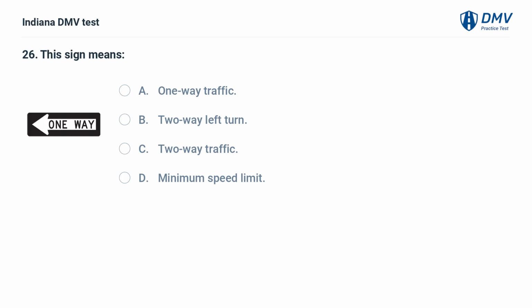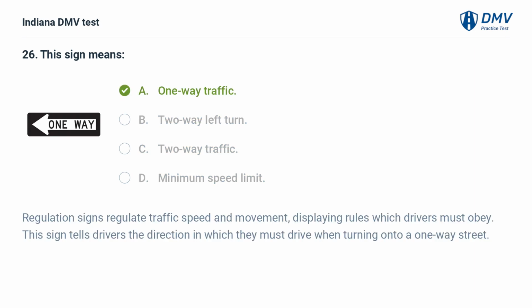This sign means A. One-way traffic. B. Two-way left turn. C. Two-way traffic. D. Minimum speed limit. A. One-way traffic. Regulation signs regulate traffic speed and movement, displaying rules which drivers must obey. This sign tells drivers the direction in which they must drive when turning onto a one-way street.